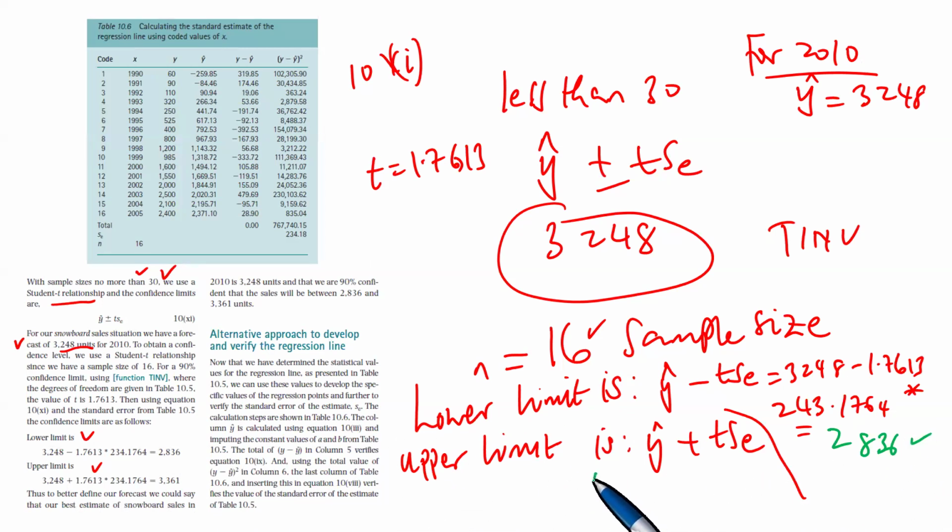Then the upper limit: you put everything in, the y hat of 3248, the t of 1.7613, and the standard error of 234.1764, which gives 3,661, exactly that way.